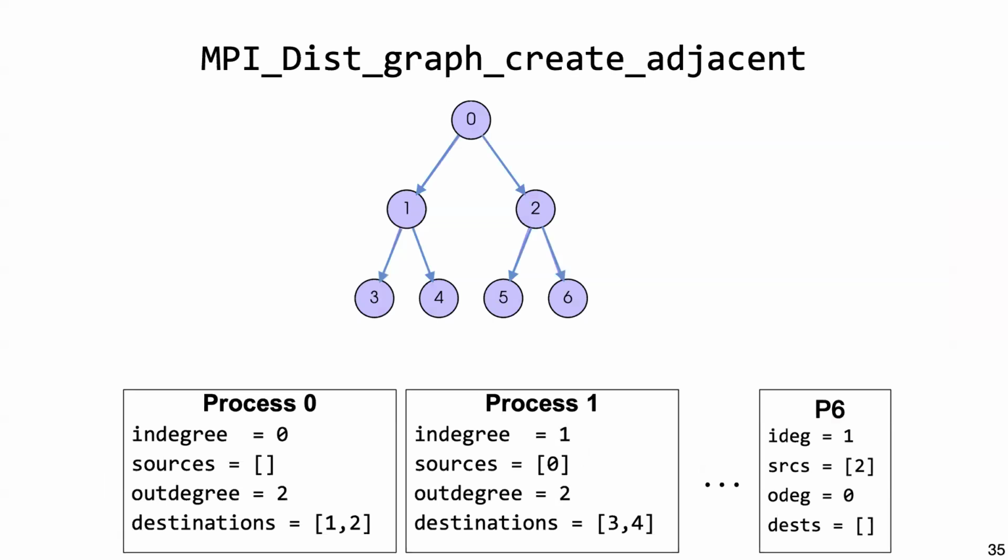So process 0, let's say it represents node 0, has no in degree, it has out degree of 2, and the out neighbors are 1 and 2. So there's no in degree, source is empty, out degree is 2, and destination is 1, 2. Process 1 has in degree 1, out degree 2. The in degree is 1, and the source is 0, out degree is 2, and dest is 3, 4. This is just a more distributed way to do it, so you don't have to fill the entire CSR. And yeah, up to P6.